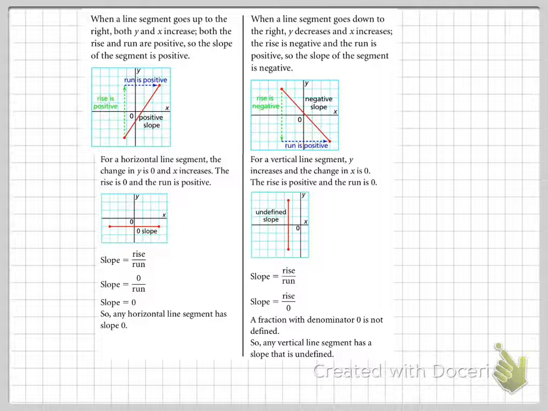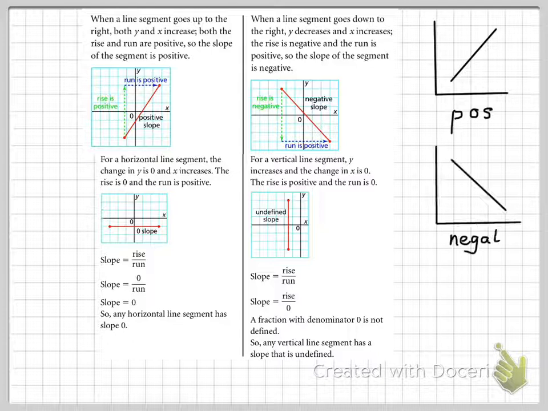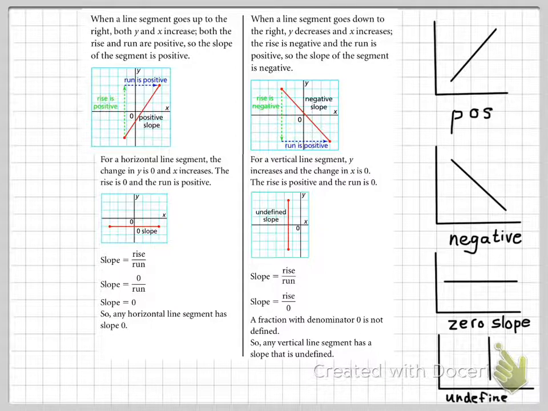In a vertical line, the rise is going to be positive, but the run is going to be 0. And any fraction with a denominator of 0 is not defined. So we say that the slope of a vertical line segment, therefore, is undefined. So here we have a positive slope, here we have a negative slope, here's a 0 slope, and lastly an undefined slope.